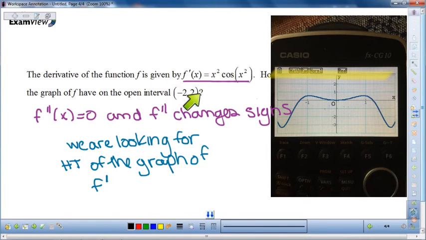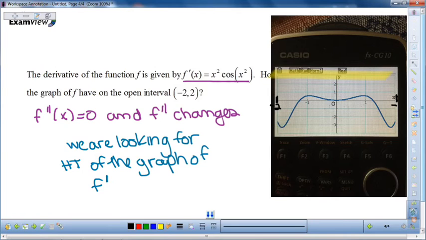Since I'm only looking from -2 to 2, I changed my window from -2 to 2, and then my y-axis I changed from 3 to -4. As we look at our graph, we're looking for horizontal tangents. Once again, the reason we're looking for horizontal tangents is because we are looking at the graph of the derivative.